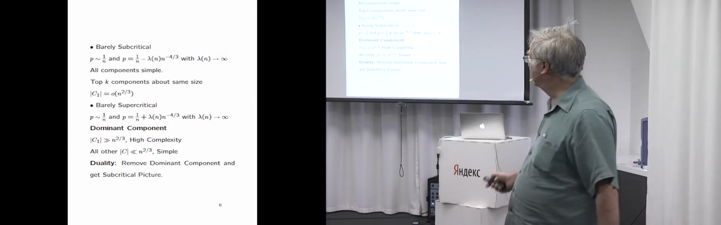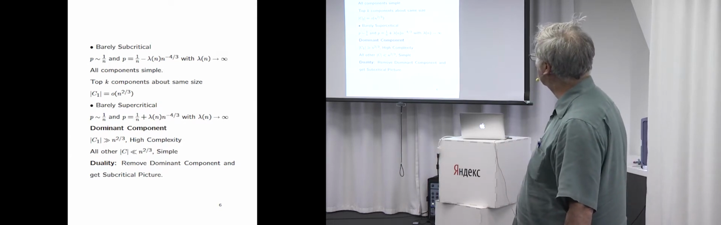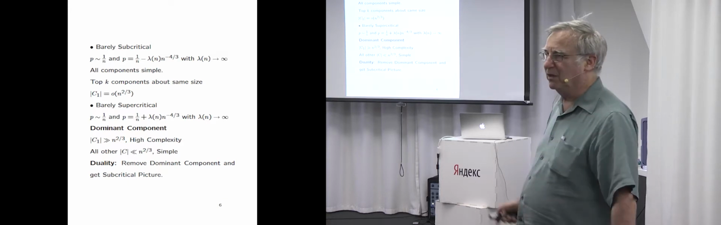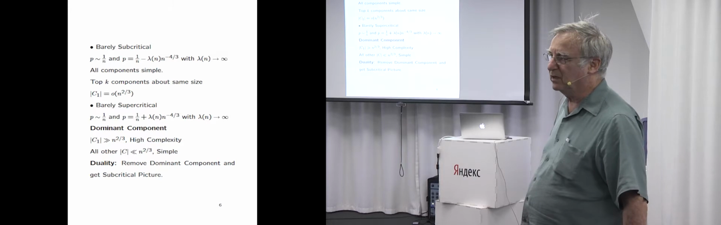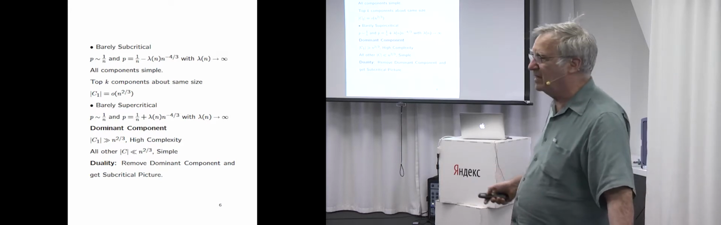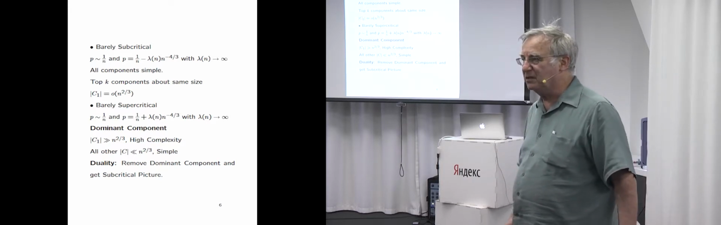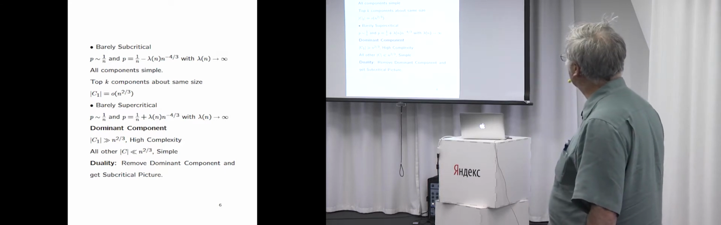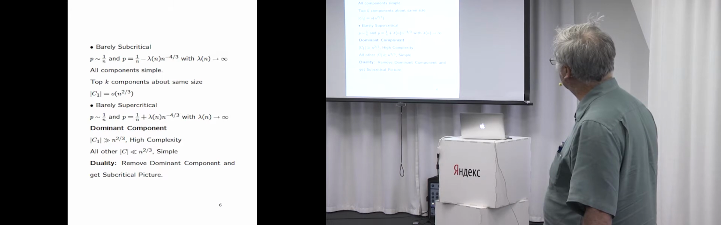They're all close together. But technically, we should let lambda of n go to infinity. Formally, we let lambda of n go to infinity. But actually, take lambda of n equal 4 in a computer experiment, and you'll see it quite clearly. Then the barely supercritical. Yeah.